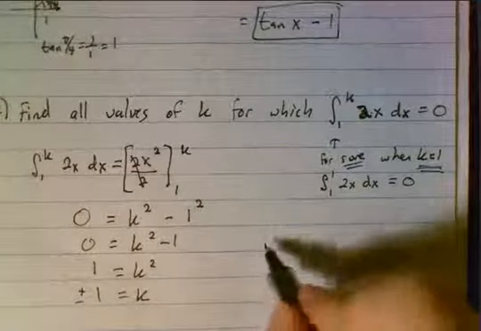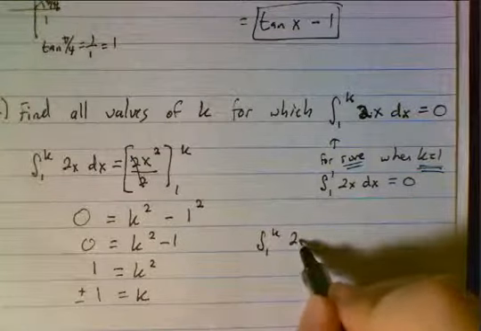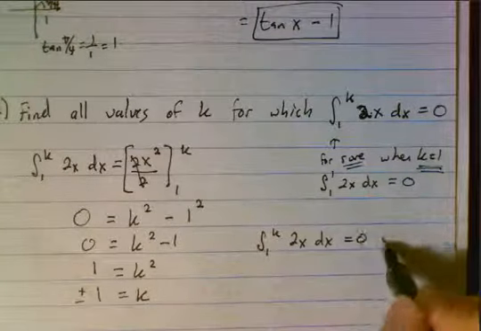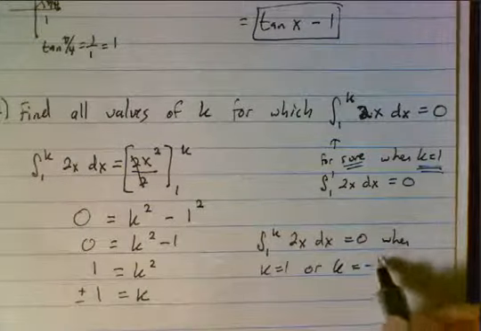So that means the integral from 1 to k of 2x dx equals 0 when k equals 1 or k equals negative 1.